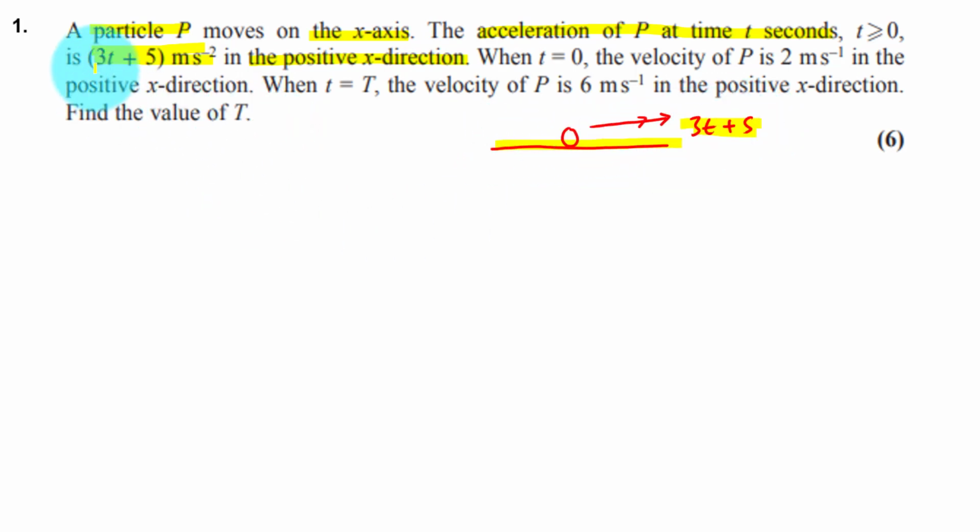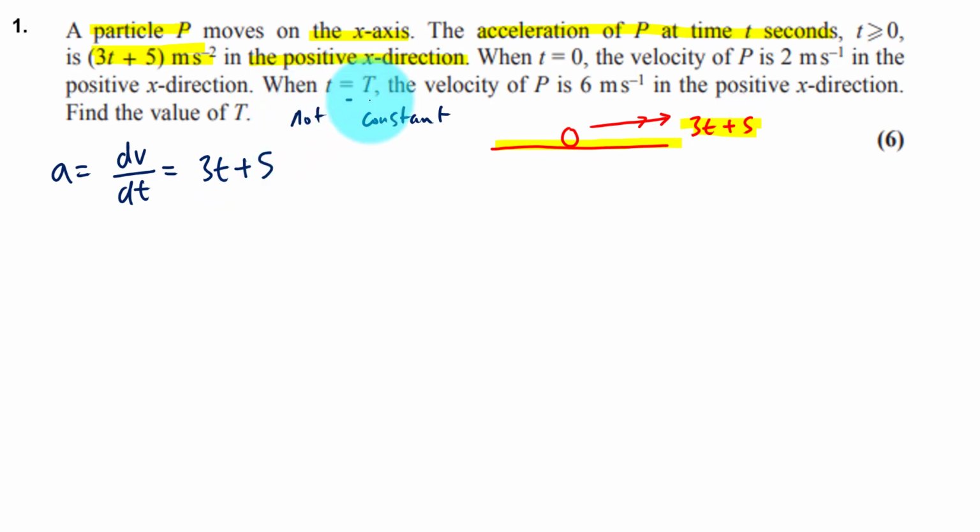Now, as acceleration changes with time, because it's impacted by time, you have to realize that this is not constant acceleration. So do not use SUVAT here, right? Not constant, because acceleration changes. Now, you need to remember that the acceleration equals the rate of change of velocity, so that's dv/dt, which in turn equals 3t plus 5 as given in the question.